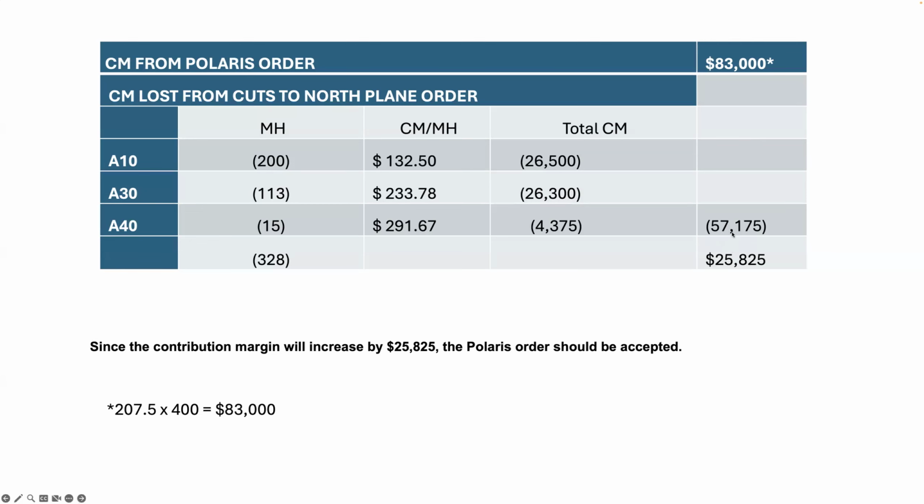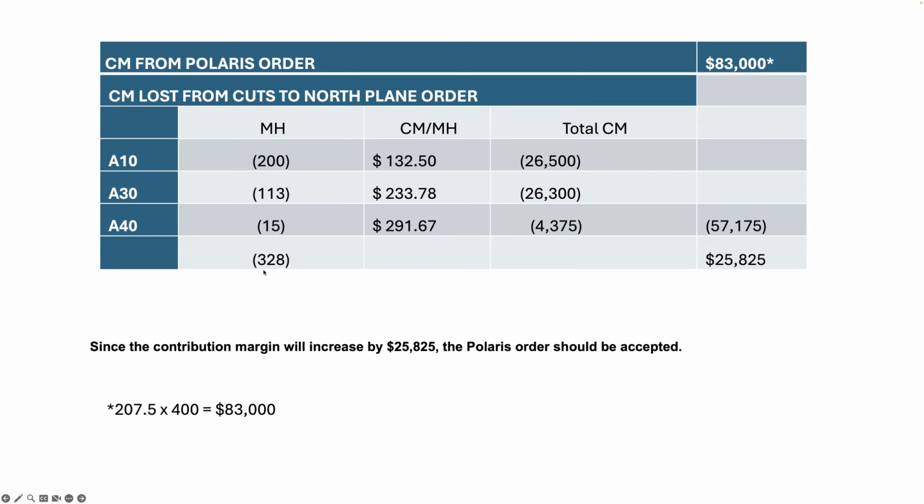The benefit is we take that order. For the Polaris order, they are ordering 200 units of A10, and each A10 requires 2 hours. So in total, we have 400 machine hours. And we calculated the Polaris order contribution margin per machine hour as $207.50. So this will give us an increase of contribution margin of 83,000.